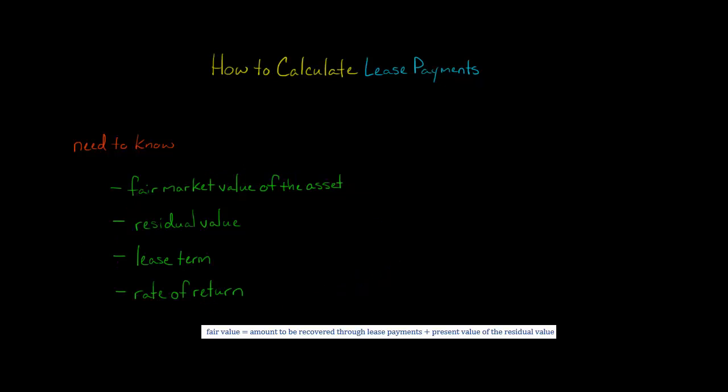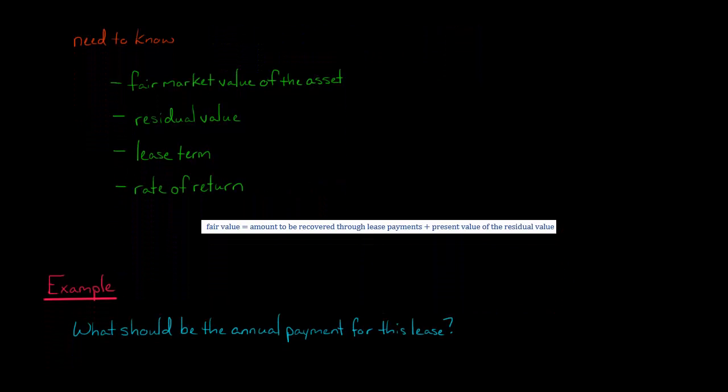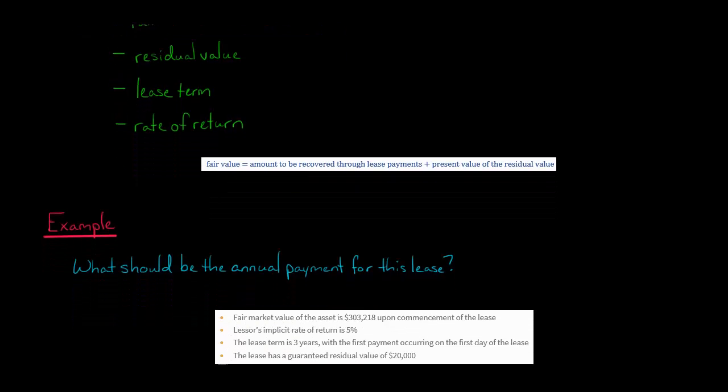Once you know these four things, you can plug them into this formula right here. And the formula says that the fair market value of the asset being leased, in theory, should be equal to the present value of the lease payments that are expected to be recovered, plus the present value of the asset's residual value. So the lessor is basically saying, I'm going to get two things. I'm going to get lease payments, and I'm going to get the residual value. And after accounting for the time value of money, those things should be equal to the asset's fair market value. So once we plug in here, we'll be able to solve for the periodic rental payment.